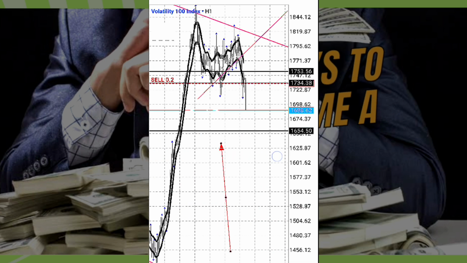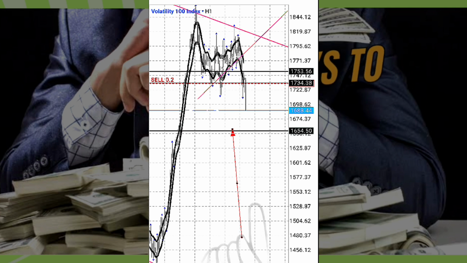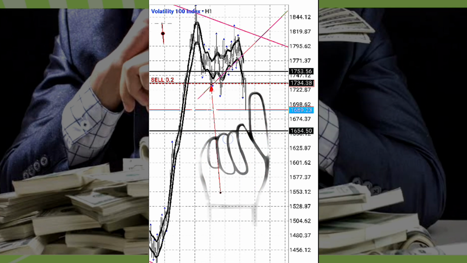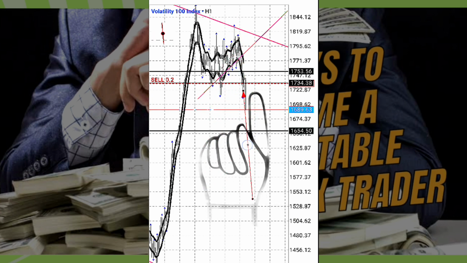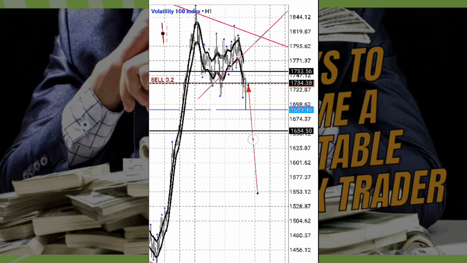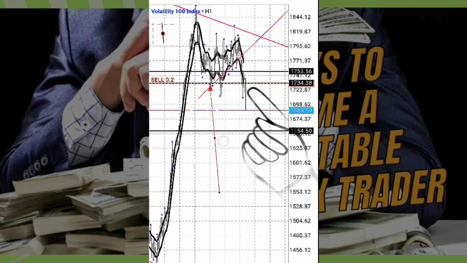Another way of taking an entrance is by cutting off these parts you're seeing here. Cut this part up, and take your sell from here. Once it starts dropping from here, you enter. You can see that's where I took my entrance.